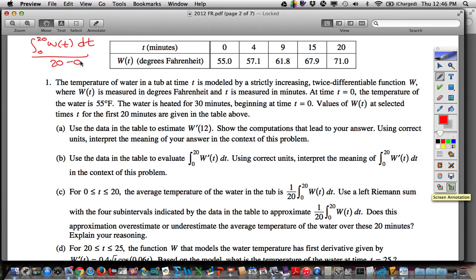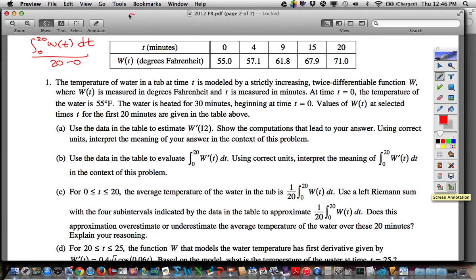So if we want the average water temperature, we would take the integral of the water temperature divided by 20. Well, you can't do the integral with the fundamental theorem part 2 because there's no formula, right? We don't have a function here that we can do the antiderivative of. So what we need to do is approximate with rectangles, okay? So right here it says use a left Riemann sum with 4 subintervals indicated by the data in the table to approximate this. So to do the top part, we need to do a left Riemann sum.